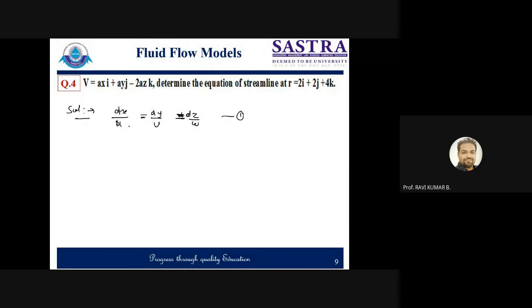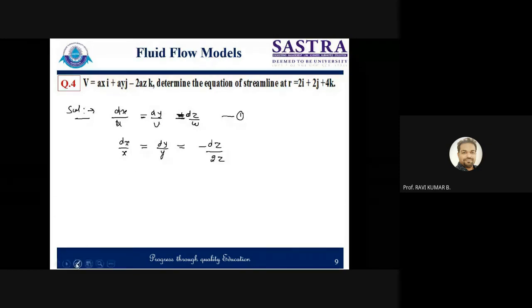Just substitute all the values, so you can write dx by x is equal to dy by y is equal to minus dz divided by 2 times z, right? Now this is our standard equation. So how to solve this? We have to do some arrangement, right? Directly in a single go we cannot solve this. So we write this as 1, this as 2, and this as 3. Separately we will calculate. First we will consider 1 and 2, then we'll take 1 and 3, and we'll try to interrelate these.